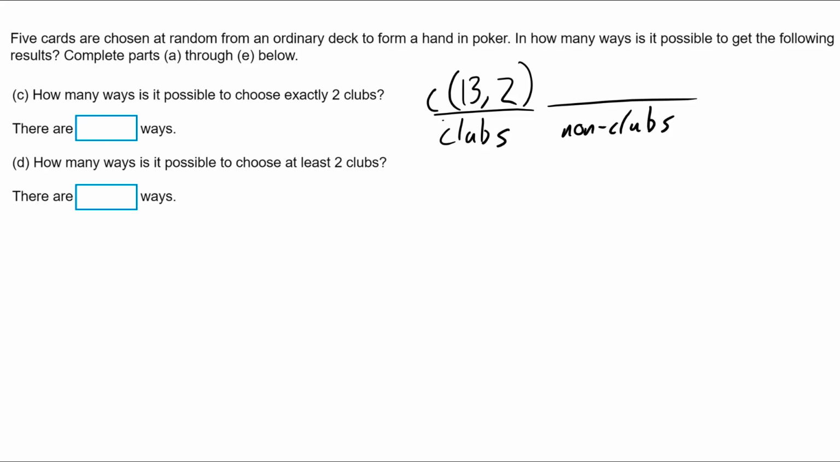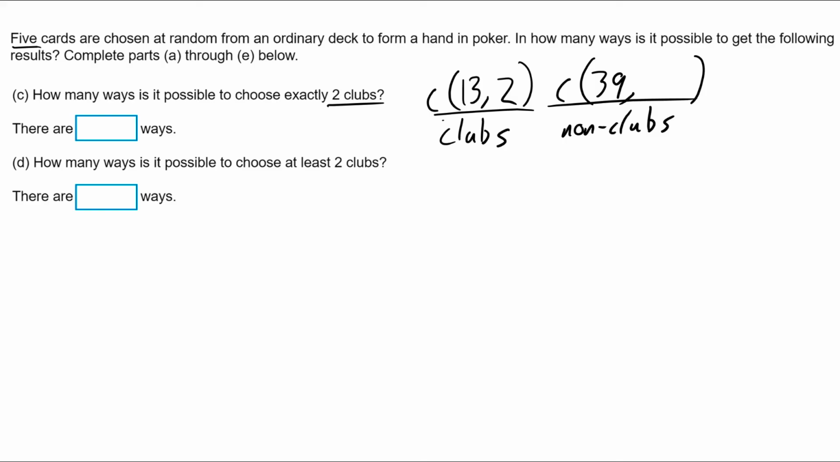Now, that's not all we have to do. We have to account for the 2 clubs that are mentioned, but we also have to account for the other 3 cards, because we want 5. And those other 3 cards are going to be non-clubs. So they'll be hearts or diamonds or spades. So how many non-clubs are there? Well, there are 13 hearts, 13 diamonds, 13 spades. So there are 39 non-clubs. We could have also found that by subtracting the 13 clubs from 52.